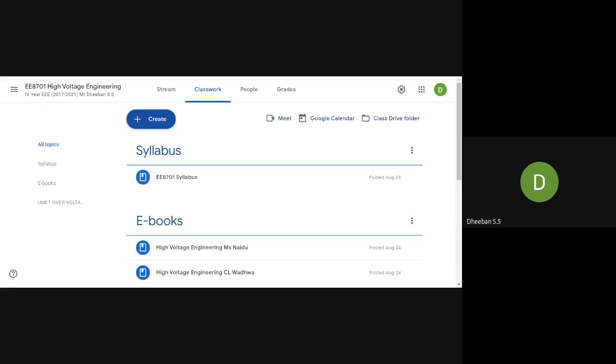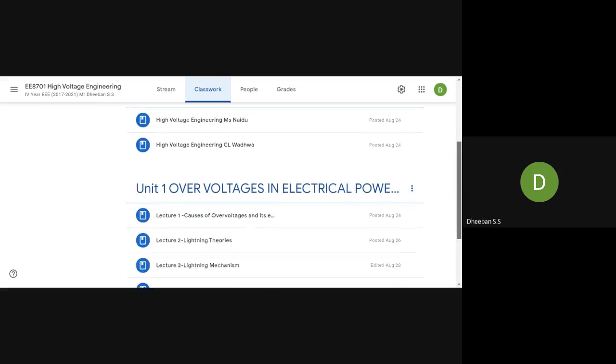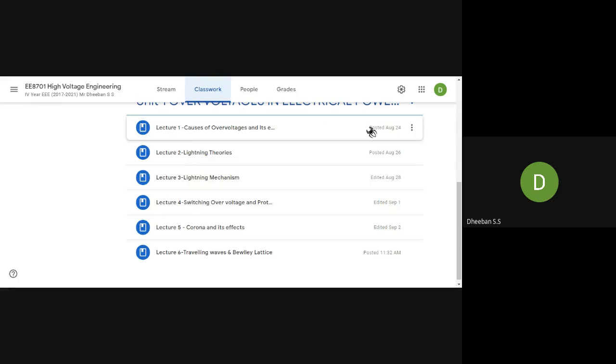Yeah, okay. So your first unit we have been discussing. In your first unit we have completed nearly 5 topics, 5 lectures. First we started with the causes for the overvoltage. What is overvoltage we have started. Its causes we have discussed.